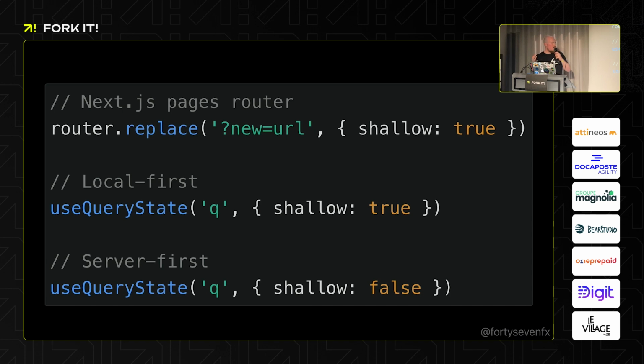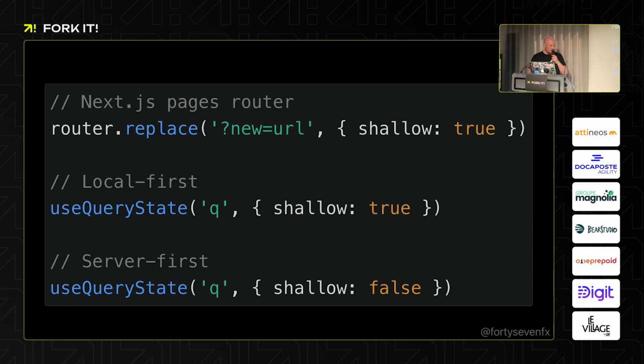This shallow option of the router that will change the URL tells Next whether or not to talk to the server. And for a good while Next was only supporting the pages router, we mirrored the same API. But there's a problem. The app router did not support this when I migrated nuqs to support it. And so how do we do this?